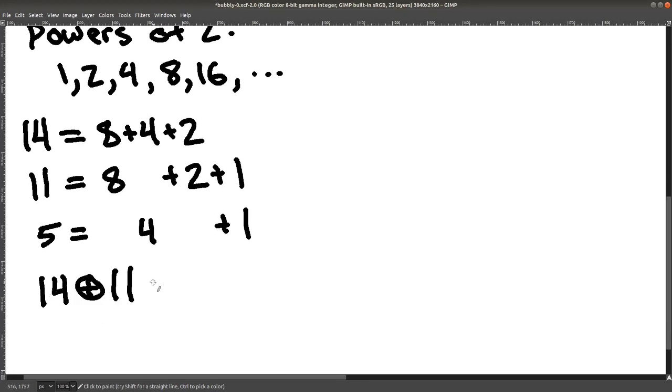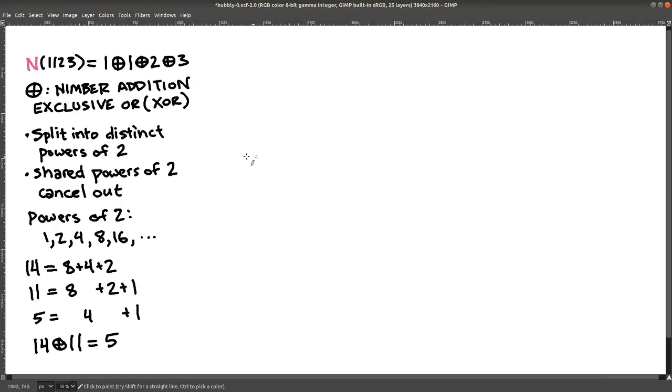14 XOR 11 equals 5. So I suspect that a lot of you knew this. This is probably the most famous fact when it comes to impartial games. But whether you know it or not, it does take a little getting used to working with this. So let's look at it in a little more detail.